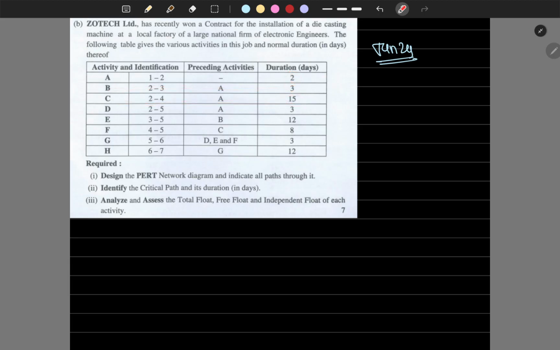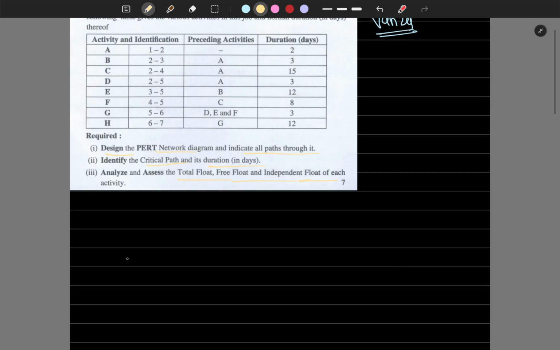Then they have asked us to design the PERT CPM network diagram and indicate all paths in it. Then find the critical path, where the project takes more time, and its duration. We also have to assess the total float, free float, and independent float. First, let's build the critical path method.